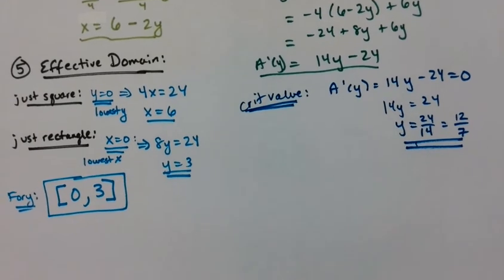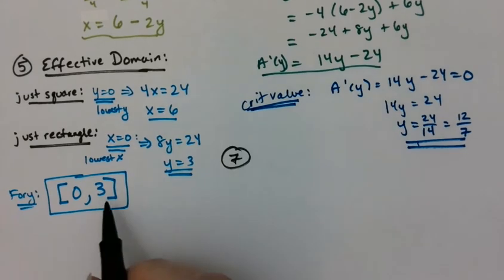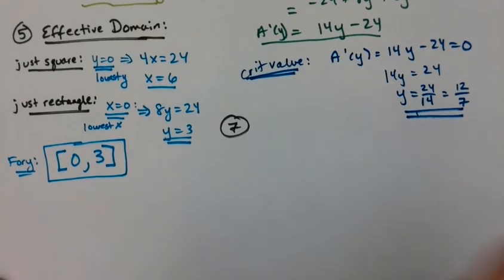Okay, now what do we do for step 7? Well, remember that we have a closed interval. So we're actually going to have to substitute all the values in.